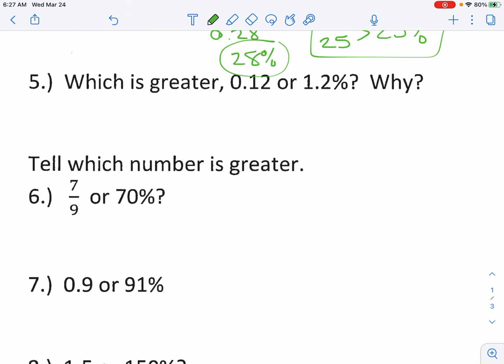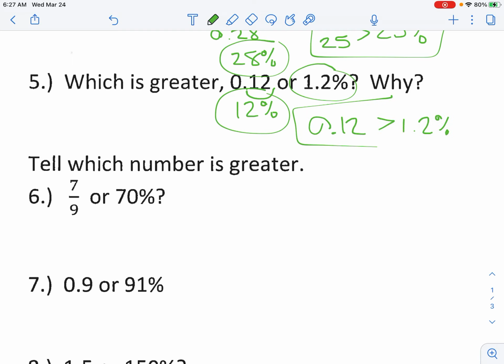Which is greater, 12 hundredths or 1.2%? Well, I know that 12 hundredths, if I slide that decimal twice to the right, is equal to 12%. So comparing 12% to 1 2/10%, 12% is greater. So we're going to order the original numbers. So 0 and 12 hundredths is greater than 1 2/10%.